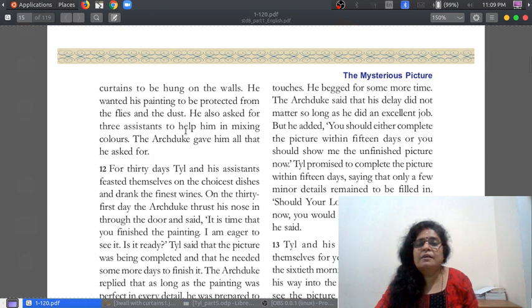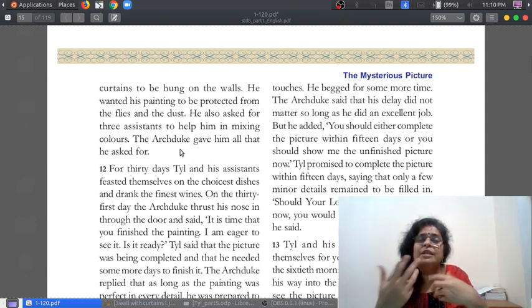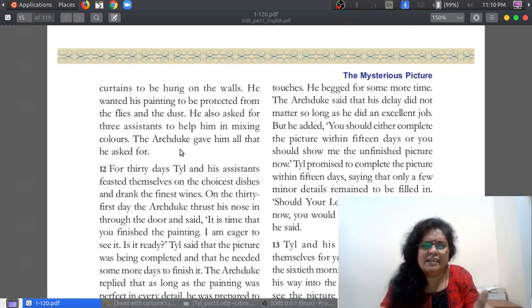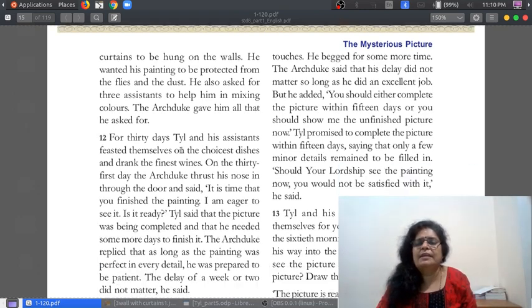So, Till asked two things of the Archduke. What is the first one? Thick curtains. And the second thing, three assistants to mix the colors. Okay. The Archduke gave him all that he asked for. That is, the Archduke gave him everything. Colors, assistants, curtains, everything. Okay, next paragraph.